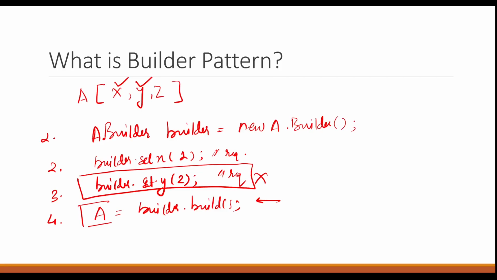And if the user invokes line number 4 of the code, this is going to give us an error, because this build method is going to check whether x and y, both the required values, are provided or not. So this is how the contract is enforced.